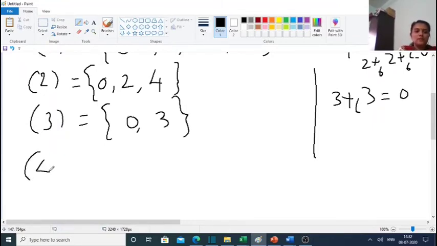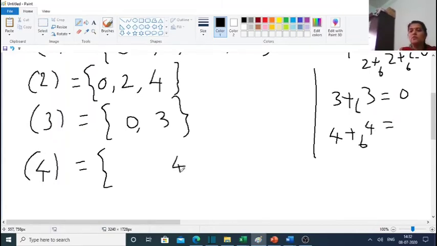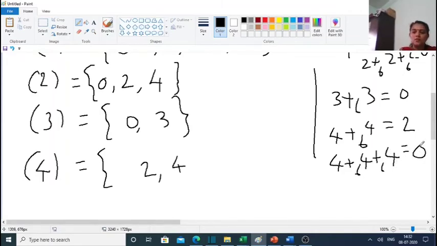Now the 4. If we add 1 time, it will be 4. 4 addition modulo 6 4: 8 divided by 6, the remainder is 2. So it will be 2. Now we add 1 more time, it will be 12 divided by 6, so this is 0. So the subgroup will be 0, 2, 4.